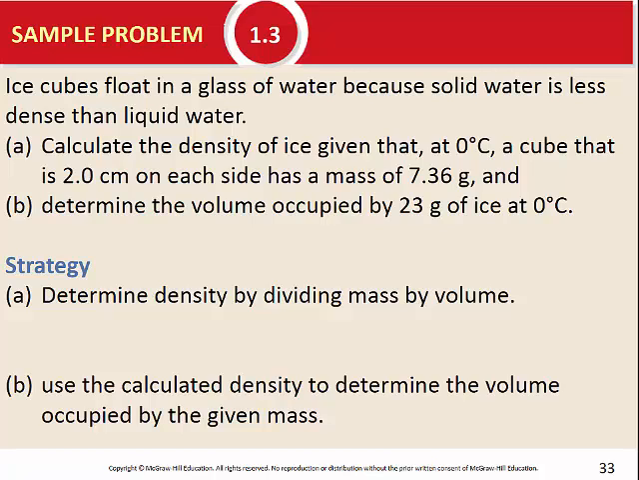So let's do a little problem here. Ice cubes float in a glass of water because solid water is less dense than liquid water. That's pretty unique. Most solids are more dense than the liquids of their same state. The question asks us to calculate the density of ice given that at 0 degrees Celsius, a cube that is 2 centimeters on each side has a mass of 7.36 grams. So let's look at A first.